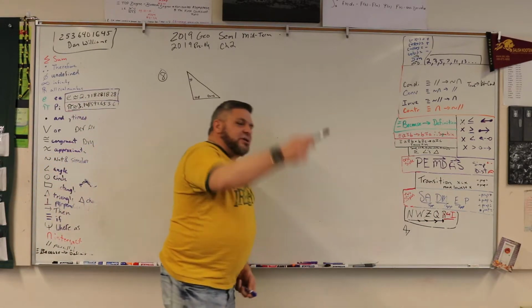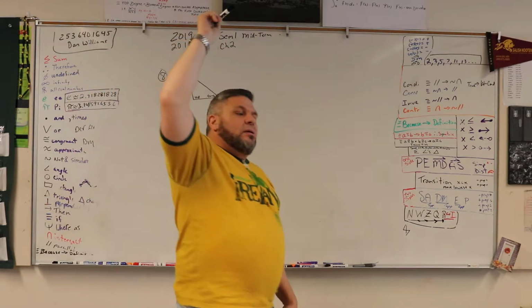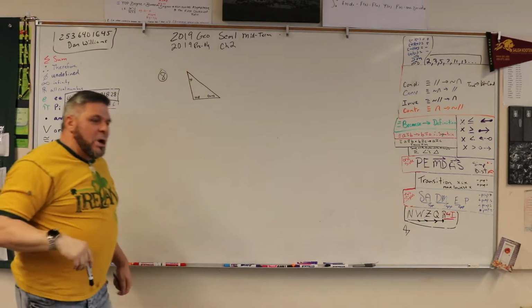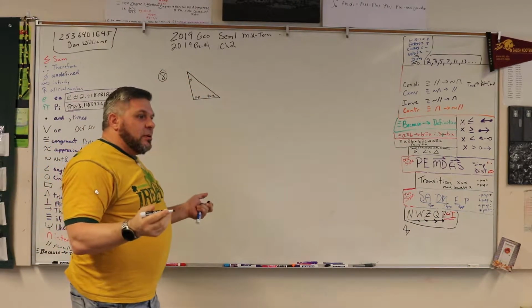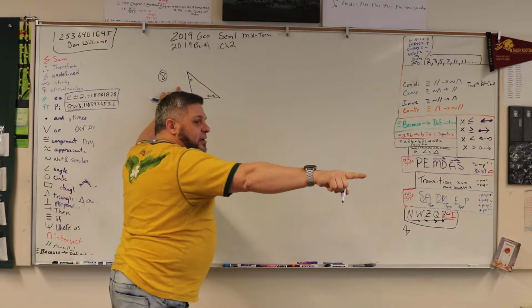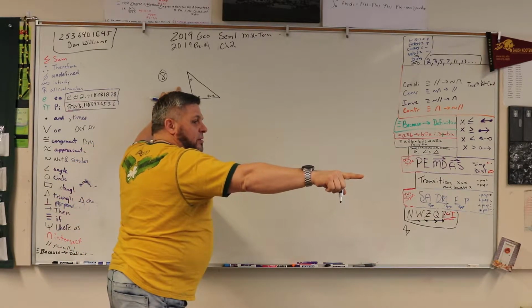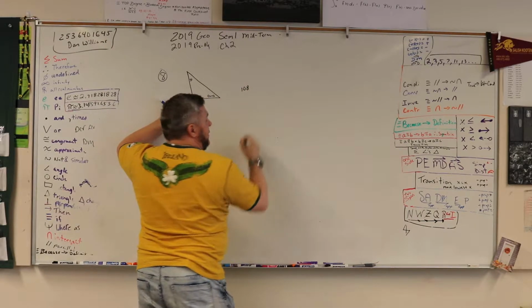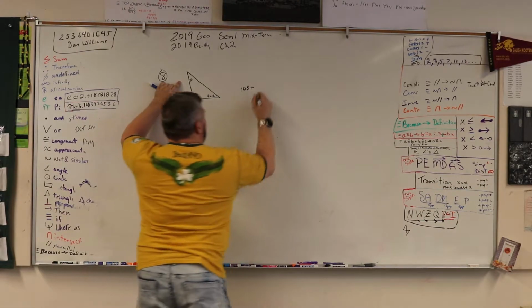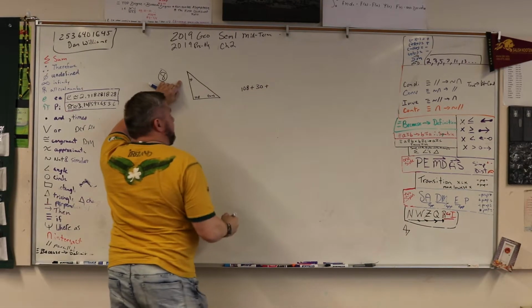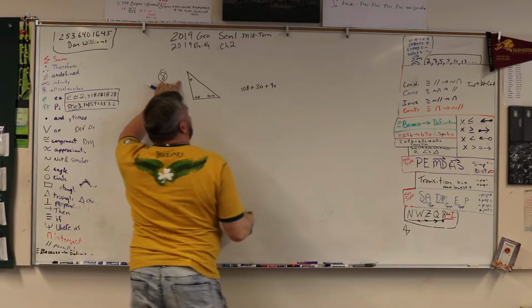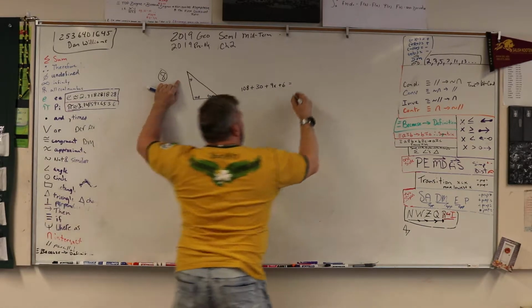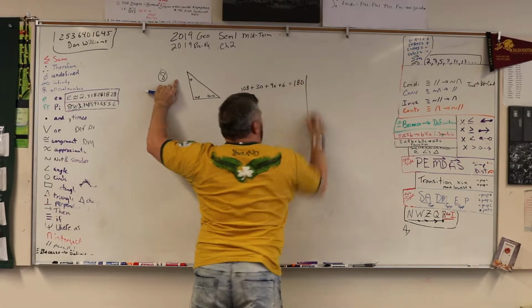So, how much do all the angles in the triangle add up to be? 180. Boom. Not hard, right? We got this. So, add it up for me. The 108, okay. Plus what? 30. 30, okay. Plus what? 9x plus 6. Plus 6 equals what? 180. 180. Good job.